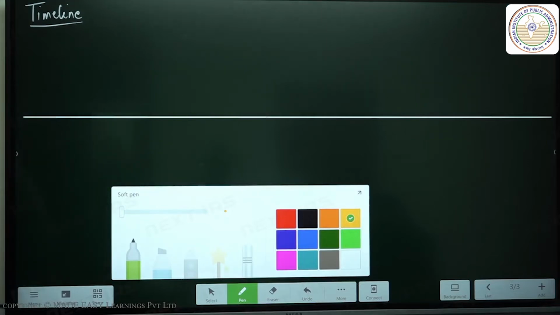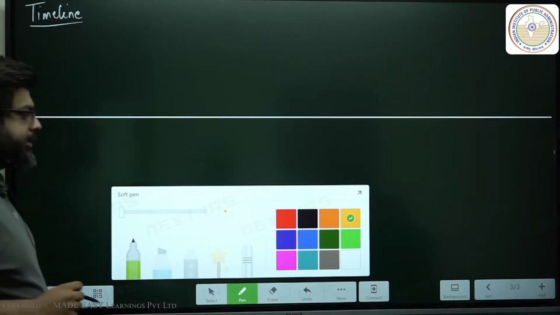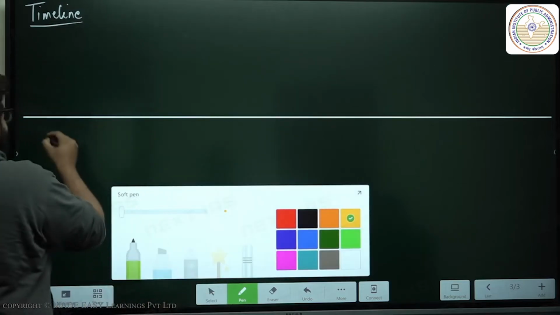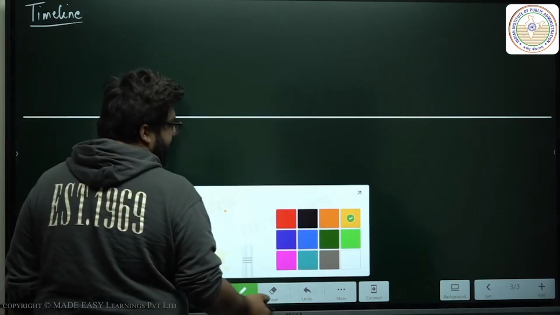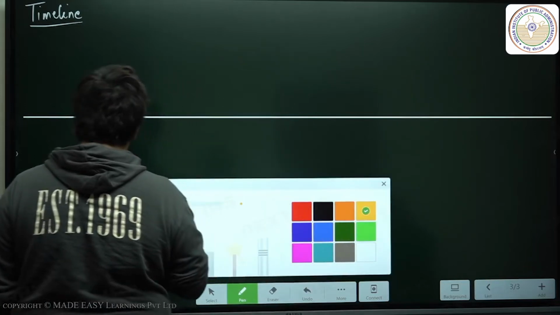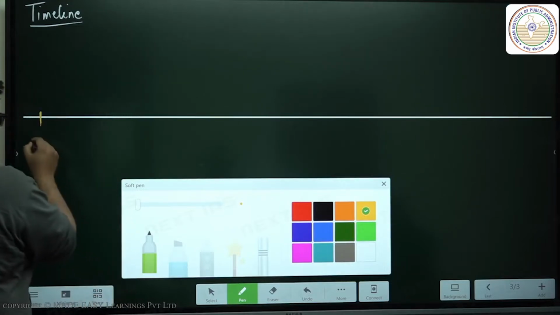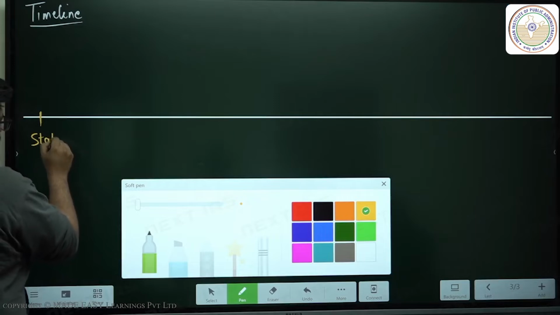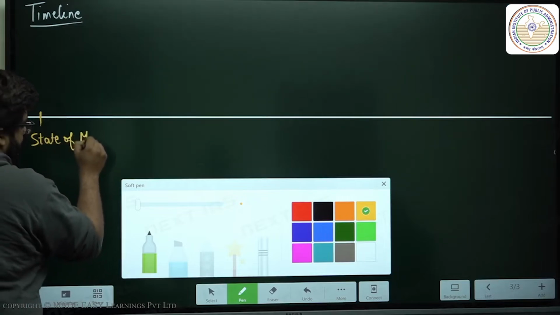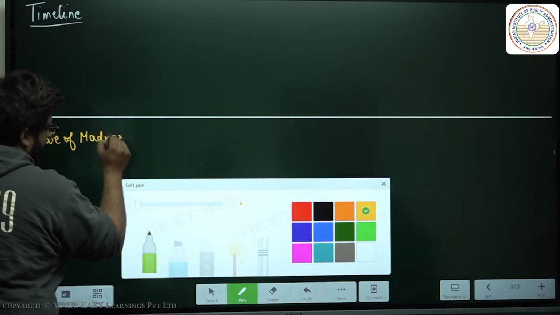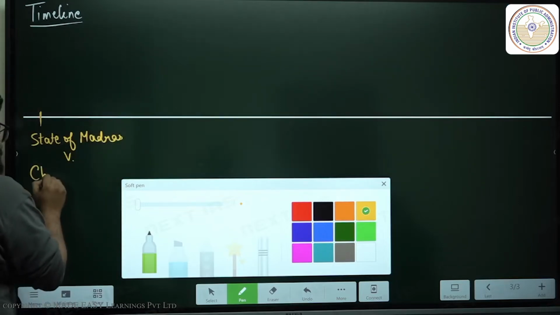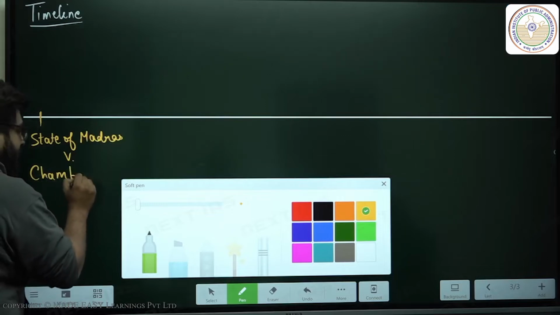The very first case that we are going to refer to is the State of Madras versus Champakam case. Okay, this is the very first case within the very first year of the Constitution. So the first development happens here where we refer to the State of Madras versus Champakam.